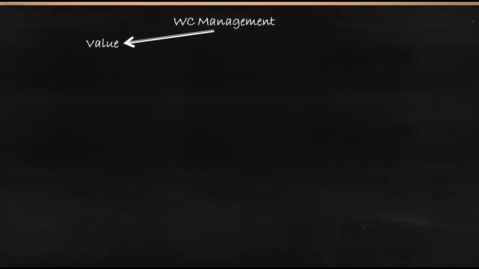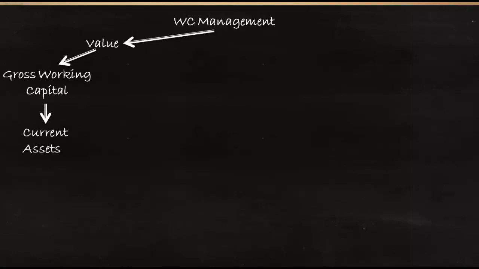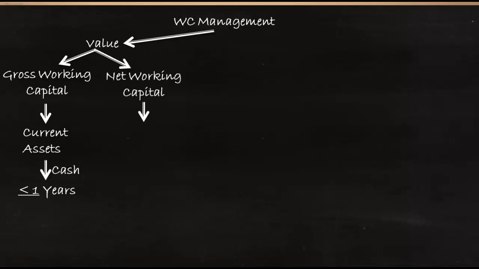Based on value, we have two classifications with regard to working capital. One is gross working capital, the other one is net working capital. Let us understand what gross working capital is. This is nothing but the overall investment in current assets, which can be converted into cash within a period of 1 year. So if you have current assets, that is called gross working capital, whereas net working capital is nothing but current assets minus current liabilities.